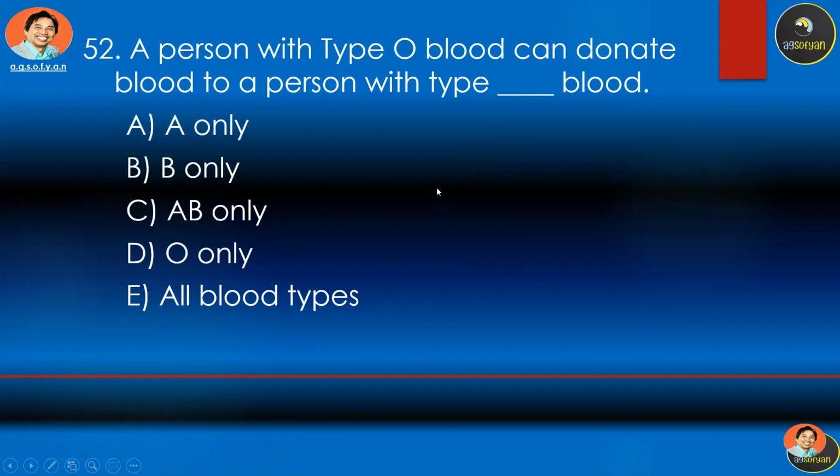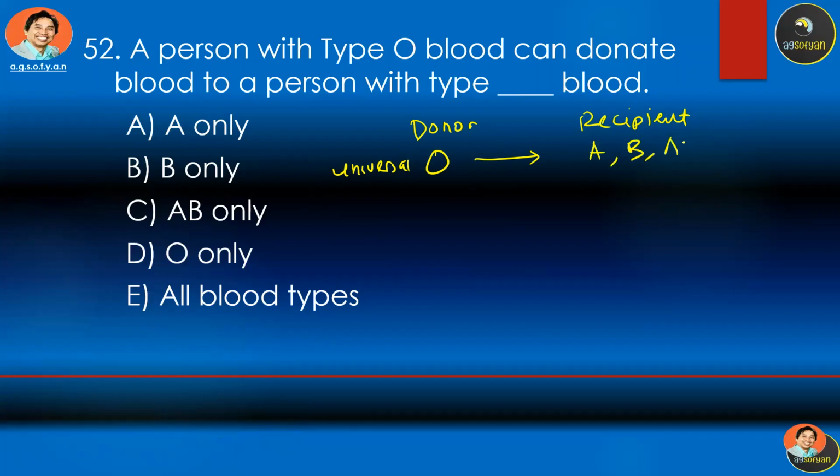A person with type O blood can donate blood to a person with type blank blood. Remember again, donor O is universal. What does universal mean? He can give to anybody. So any blood type. So A, B, AB, and O. So all blood types.